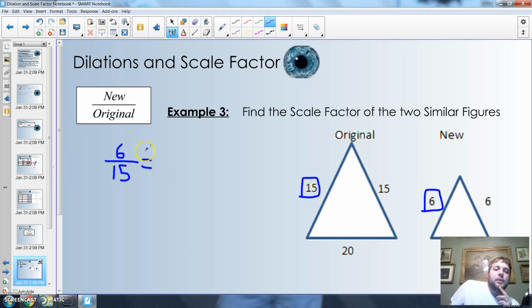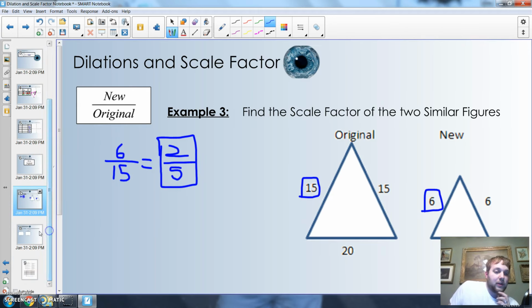So, 6 over 15 actually simplifies. 3 goes into 6 2 times. 3 goes into 15 5 times. So the scale factor is actually going to be 2/5, which is going to be a reduction. It's a fraction. Reduction fraction.